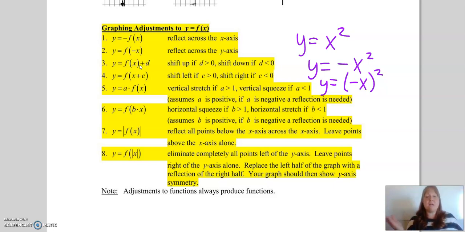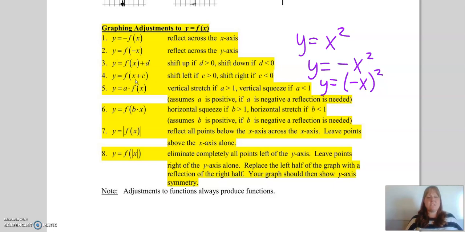And remember, y is not a liar. Sorry, I did that by the x. Oh my gosh, these are y's. Ha! These are y's, these are x's. So it's going to shift it up and down. So y is not a liar. If it says positive 3, we go up 3. If it says negative 3, we go down 3.